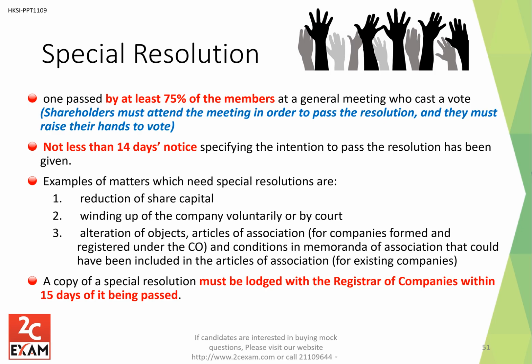What is the procedure for a special resolution, and what are the requirements? At a members' meeting, shareholders generally need to be present in person, unless they are allowed to appoint a representative to vote on their behalf. That is, they need to raise their hands to vote, and at least 75% of the members present must approve the resolution. Before calling a members' meeting, there must be a notice period of no less than 14 days to notify shareholders about the meeting. If a special resolution is passed, a copy of a special resolution must be lodged with the Registrar of Companies within 15 days of it being passed.